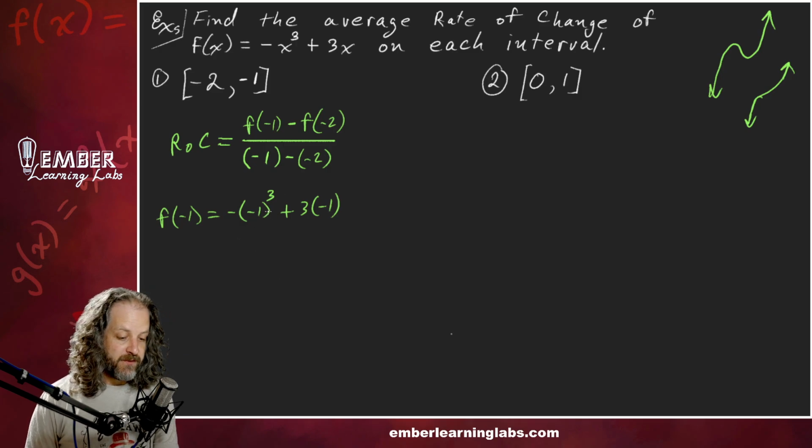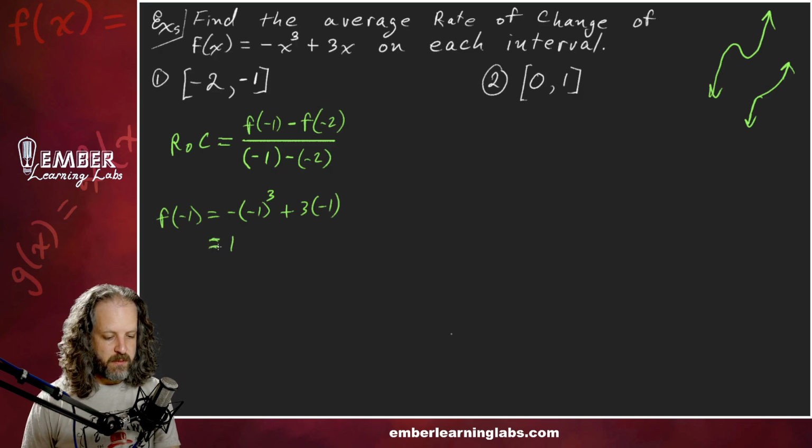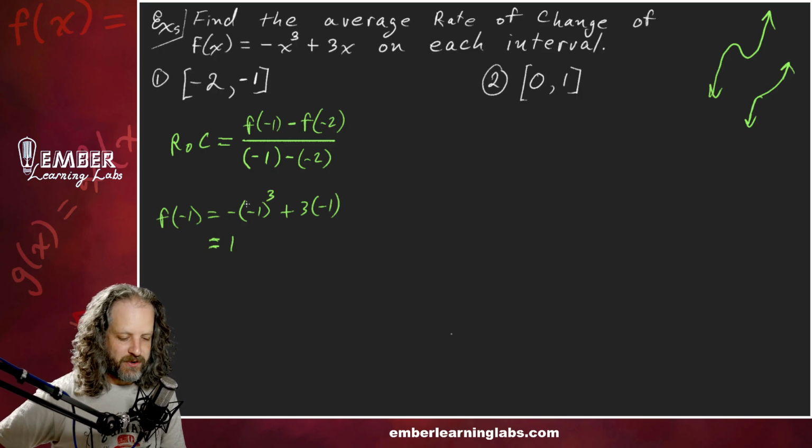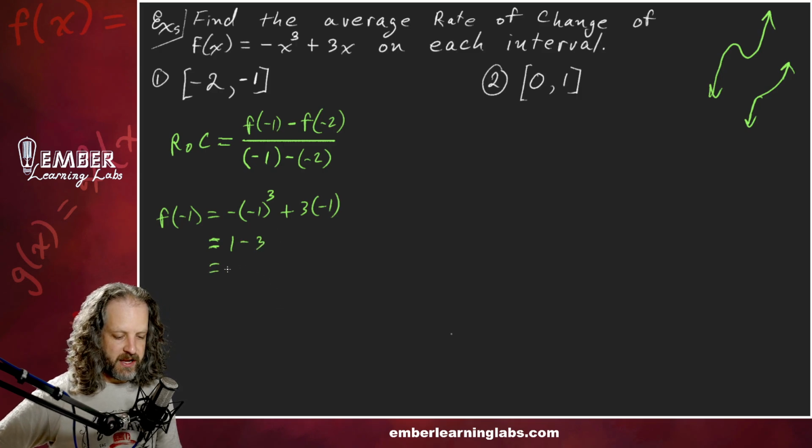-1 cubed is -1, and the negative of that is +1. Remember that when we raise a negative to an odd power, it stays negative, right? That's what we're doing there. So -1 times negative is +1, and then +1 - 3 is -2.